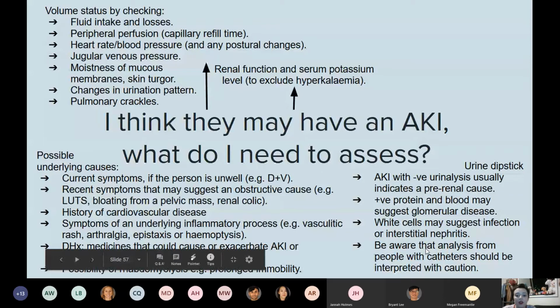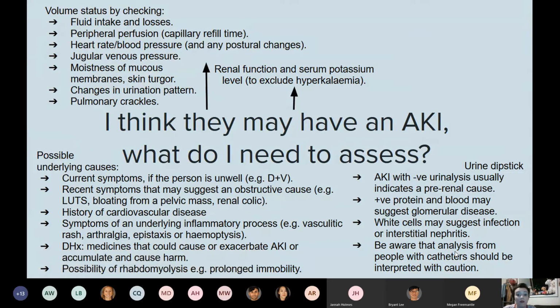And be aware that if you're analysing from someone's catheter, then you're more likely to get false readings, and that's partly because you're more likely to pick up infection, and it's also because the trauma of the catheter itself might cause the appearance of some hematuria in the urine.